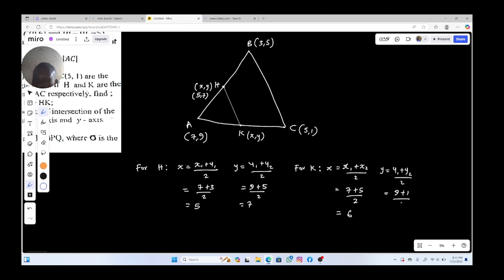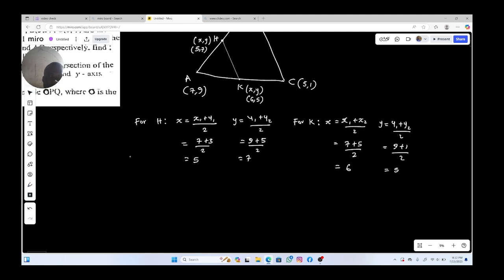9 plus 1 divided by 2 will come out as 10 divided by 2, which is 5. So this one is out also, which is 6, 5. Okay, so with these h and k coordinates we have got, what we need to do next is to calculate the line, find the equation of the line.